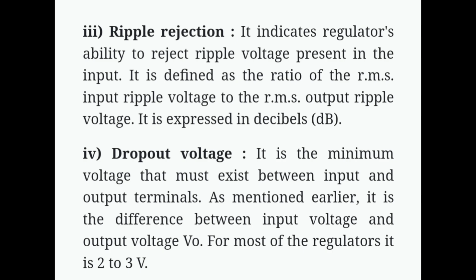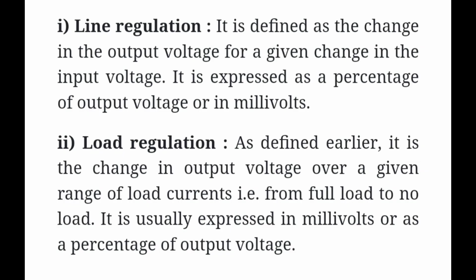Next, ripple rejection. So it indicates regulator's ability to reject ripple voltage present in the input. It is defined as a ratio of the RMS input ripple voltage to the RMS output ripple voltage. It is expressed in decibels. So these are the number of performance parameters mentioned by the manufacturers of IC voltage regulators.